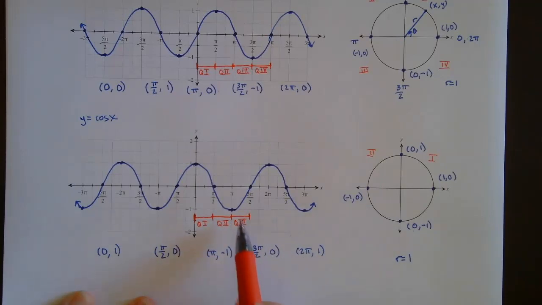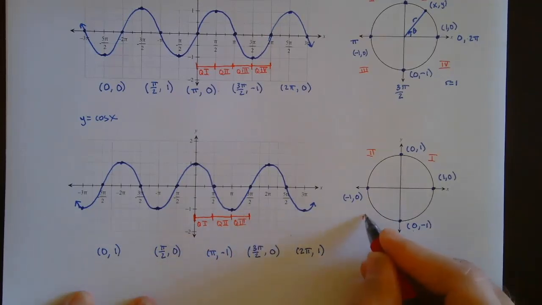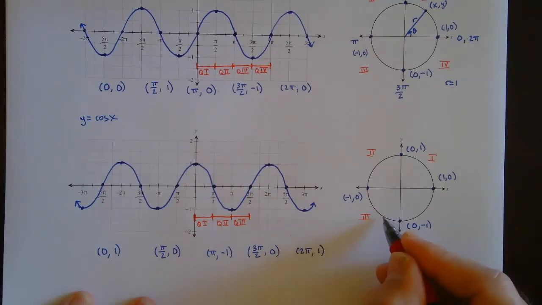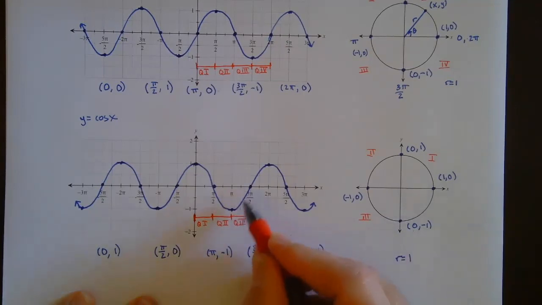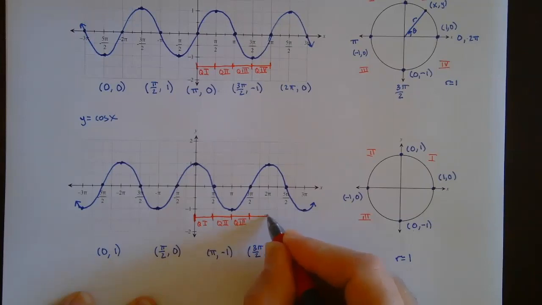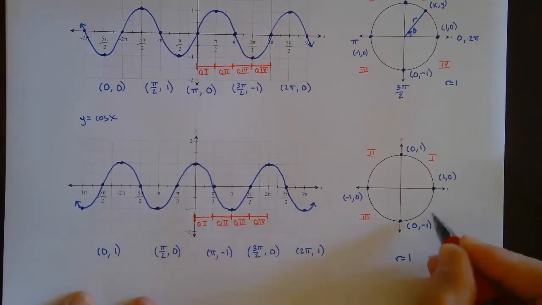Okay, and in quadrant 3, I know that my x's are negative, right? And since my x's are negative, when I go to do my ratio, it has to be negative. That's why this part of the graph is below. Okay, from 3 pi over 2 to 2 pi, that's quadrant 4. That's this one, right?